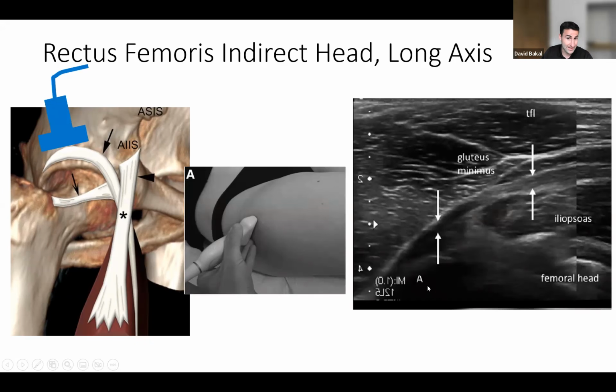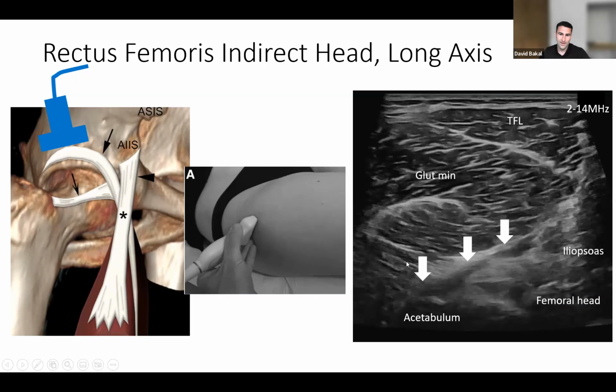But here is the acetabulum. These arrows here are denoting the indirect head as it's inserting onto it. This picture is one of those panoramic ones. It also includes some other pieces as well, but you've got iliopsoas and you're starting to get rectus coming in as well. And then this was our image that we were able to get of our co-fellow. We used a 2 to 14 megahertz probe, but you can see the acetabulum at the bottom and indirect head inserting onto it. And since we're lateral, the muscles that we're seeing, we've got glute min, which is overlaying it, and the TFL is the most superficial structure.